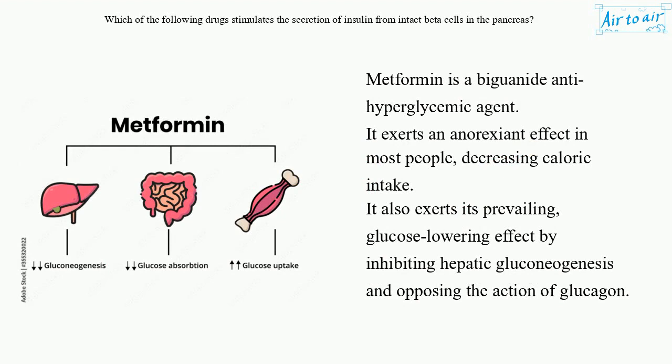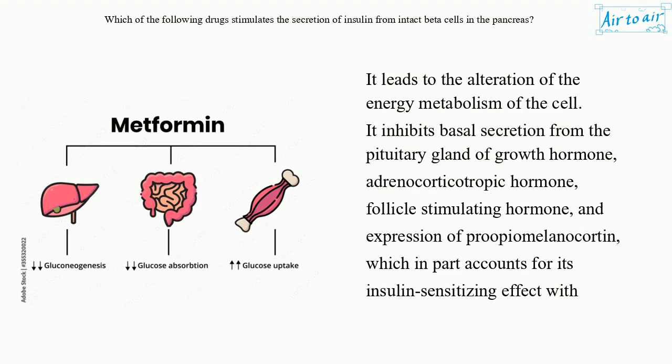Metformin is a biguanide anti-hyperglycemic agent. It exerts an anorexiant effect in most people, decreasing caloric intake. It also exerts its prevailing glucose-lowering effect by inhibiting hepatic gluconeogenesis and opposing the action of glucagon. It leads to the alteration of the energy metabolism of the cell.